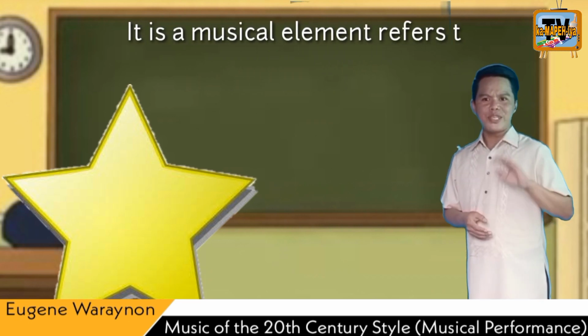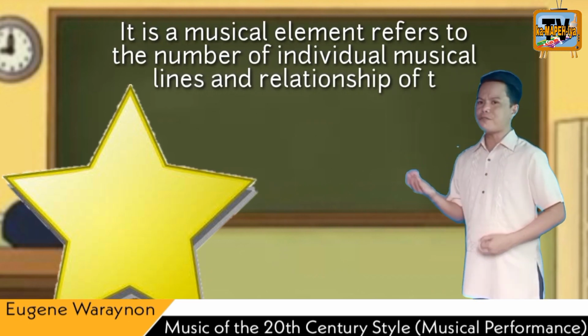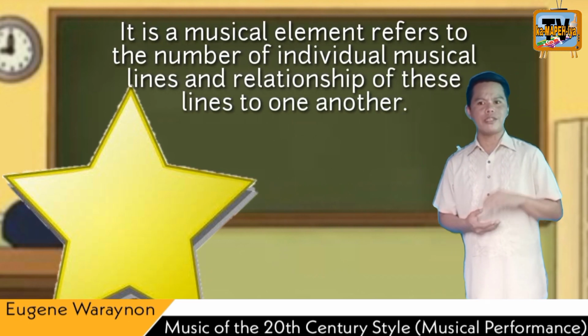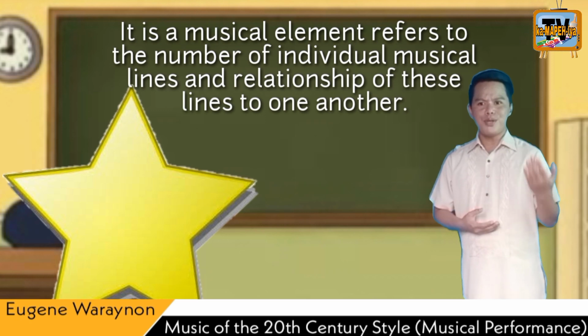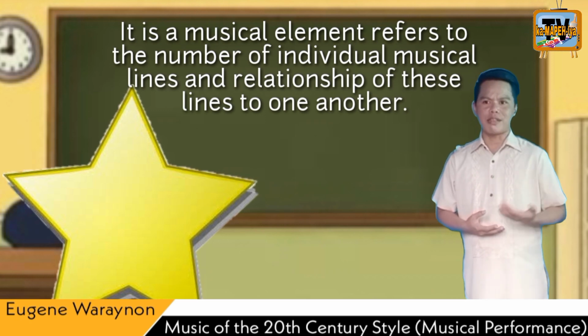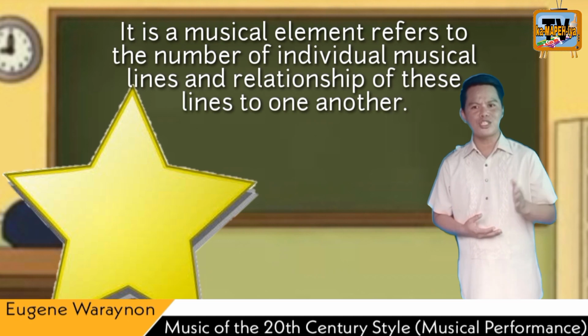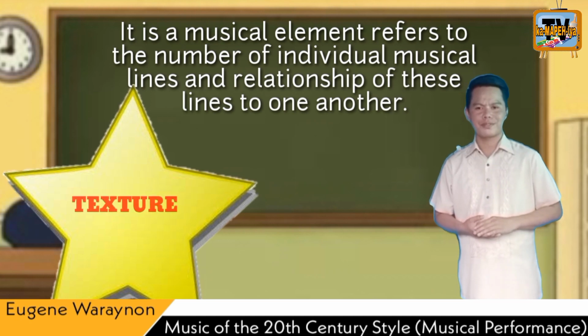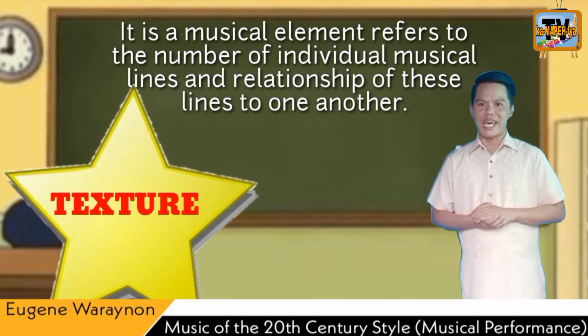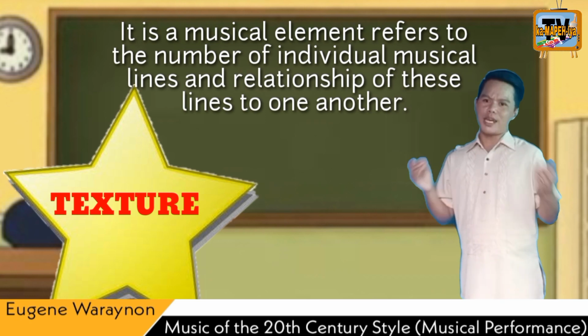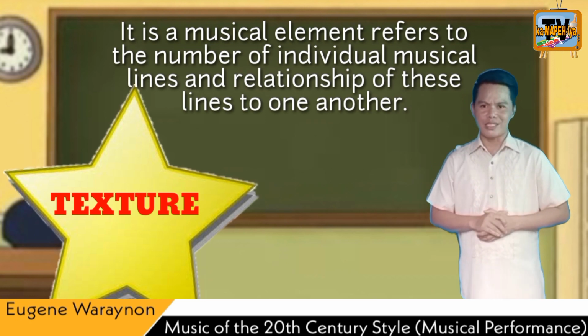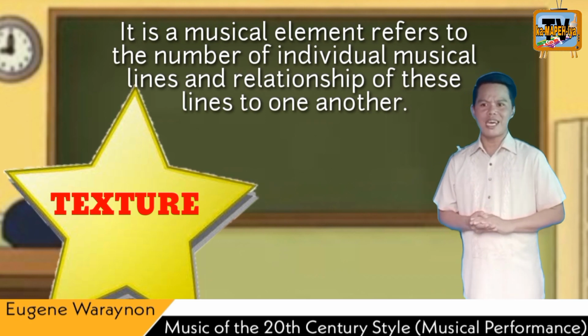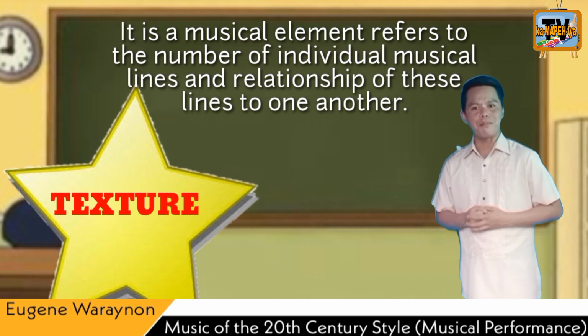Next is, these musical elements refer to the number of individual musical lines and the relationship of these lines to each other. Correct, that is texture. Texture can be classified into monophonic, homophonic, and polyphonic.